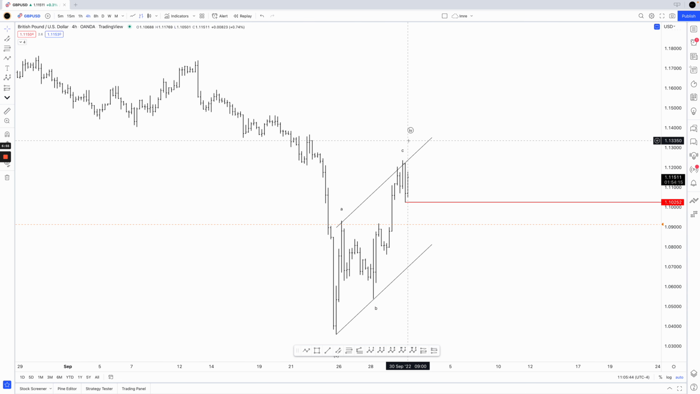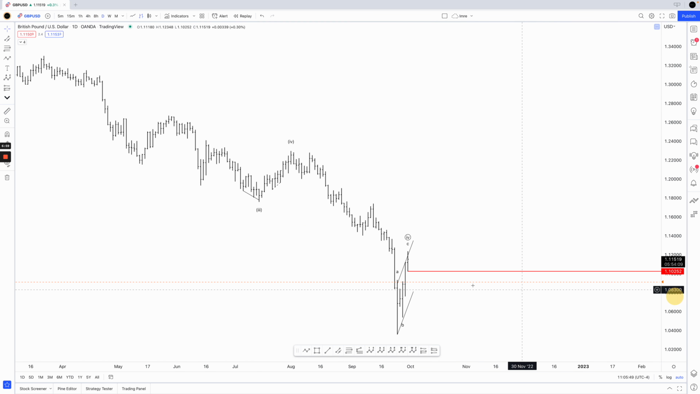So I'm just giving you a few parameters here in a couple of the majors that I'm looking at from a trading perspective.